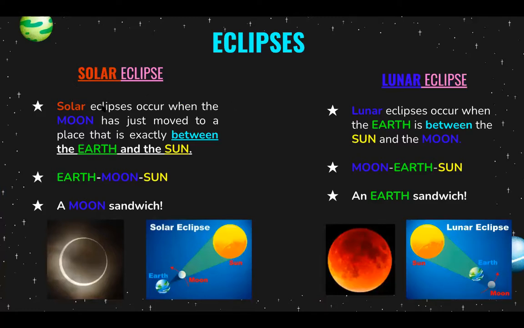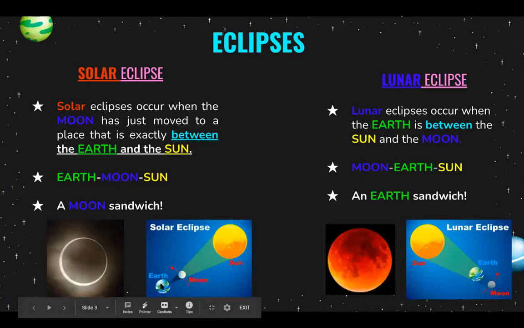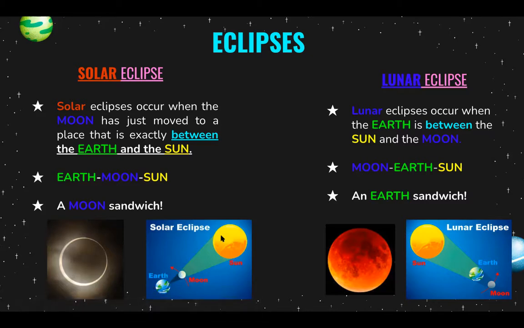Okay. So a solar eclipse. Okay. So we're over here. Solar eclipses occur when the moon has just moved to a place that is exactly between the earth and the sun, right? So we have earth, moon, sun, or I like to say a moon sandwich. So here we see that. See, they're aligned, right? They're in a line. And the moon is in between the earth and the sun. So that makes it a solar eclipse.